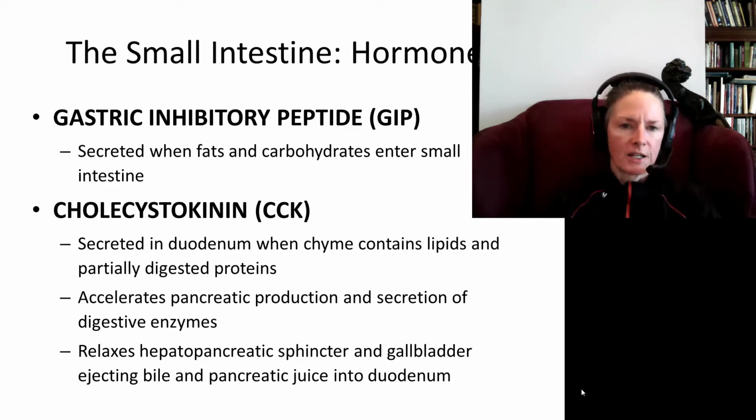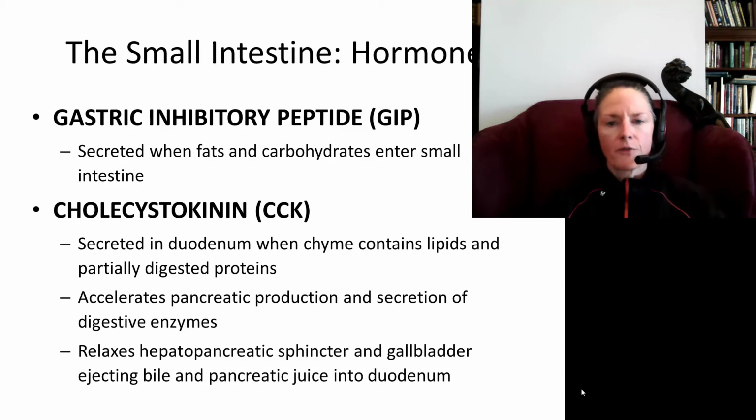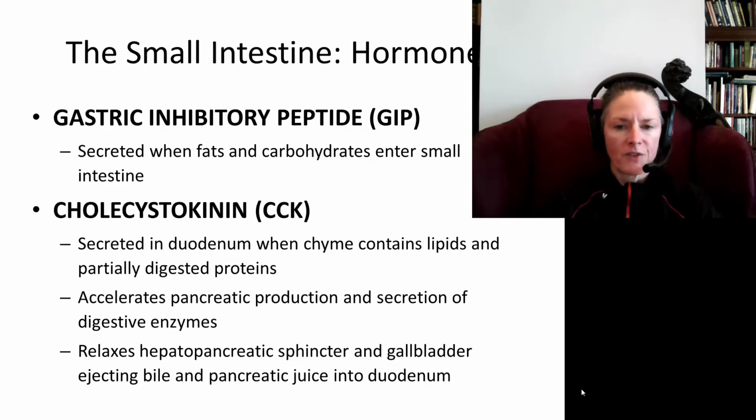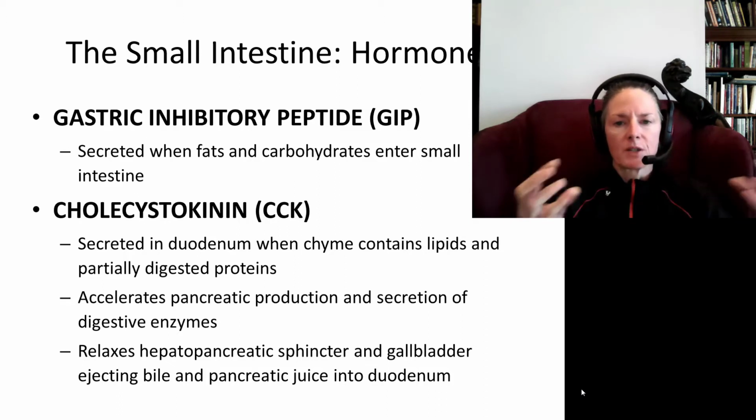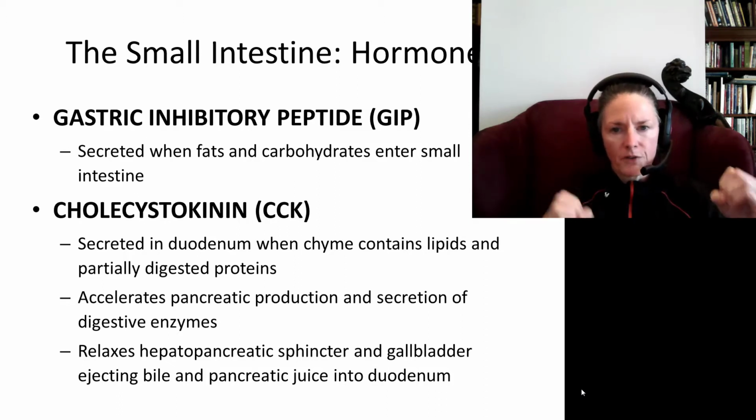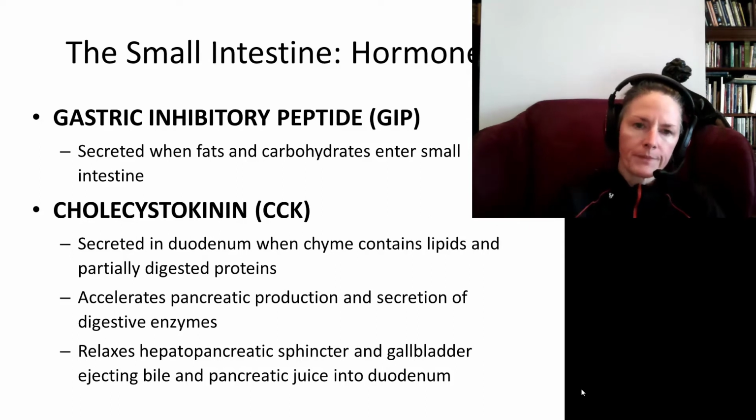We also have our cholecystokinin, which we talked about last time, and this is produced when the chyme contains lots of lipids and partially digested proteins, and that's going to allow for the secretion of bile. Basically, it's going to stimulate the gallbladder to contract. And it's also going to open up that hepatopancreatic sphincter, which allows for the bile to enter into the duodenum as well as secretions from the pancreas. And this is going to be important because if we've got lots of lipids, then we're going to need to emulsify those lipids and break them down into small droplets so that our lipases can act on them.